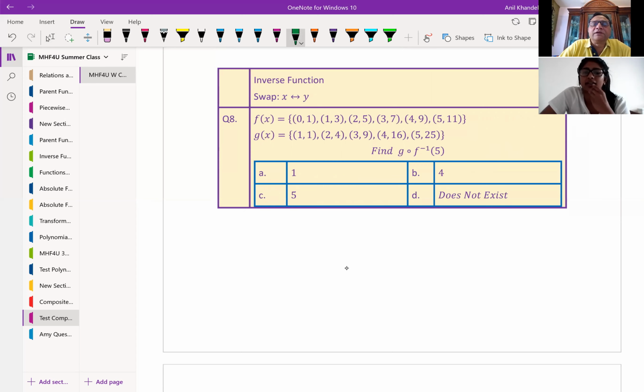So f inverse of 5 is what? We are trying to look for the output as 5 for f, and that says 2. Then we put the input g of 2, which is 4. While making the questions, I did minimum typing, to be very frank with you. I kept in mind that this is my set of answers and I revolved around those answers.